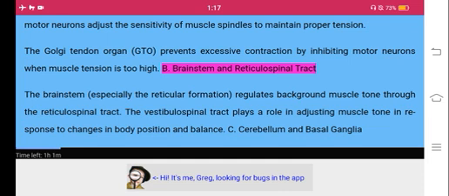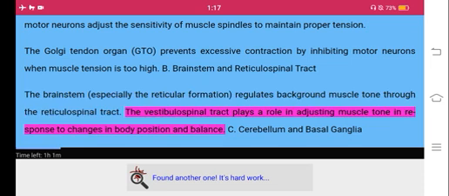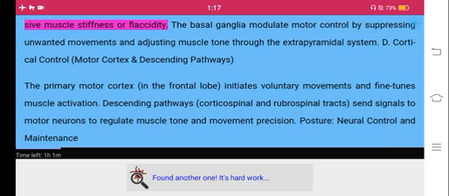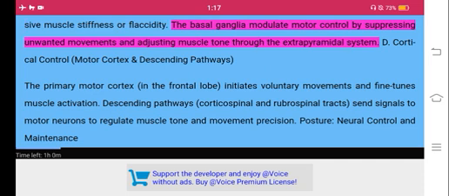B. Brainstem and reticulospinal tract. The brainstem, especially the reticular formation, regulates background muscle tone through the reticulospinal tract. The vestibulospinal tract plays a role in adjusting muscle tone in response to changes in body position and balance. C. Cerebellum and basal ganglia. The cerebellum fine-tunes movements, ensuring smooth coordination and preventing excessive muscle stiffness or flaccidity. The basal ganglia modulate motor control by suppressing unwanted movements and adjusting muscle tone through the extrapyramidal system.